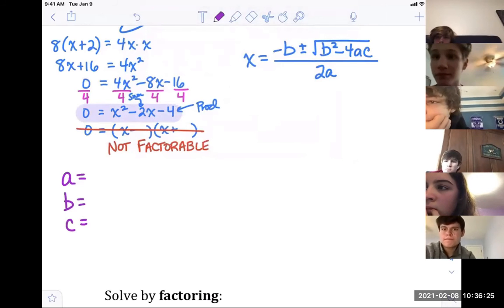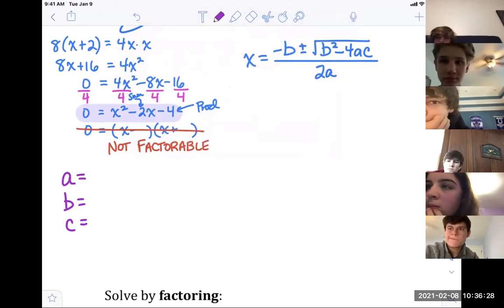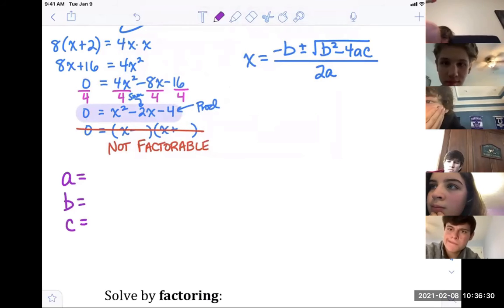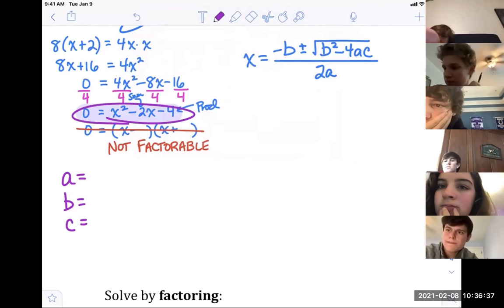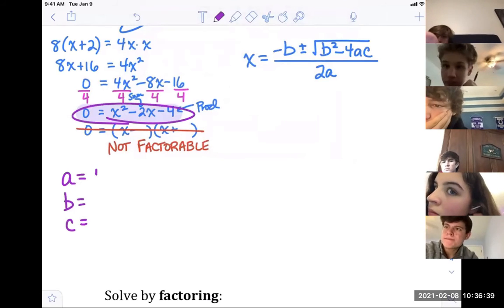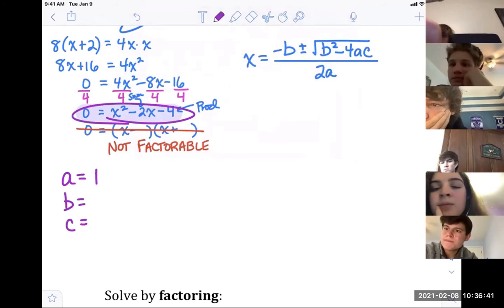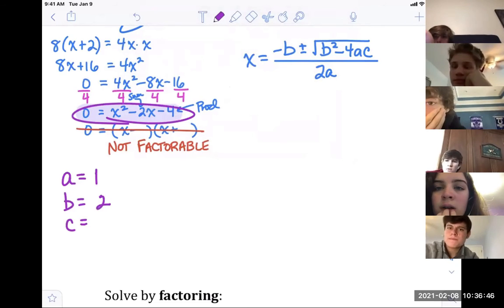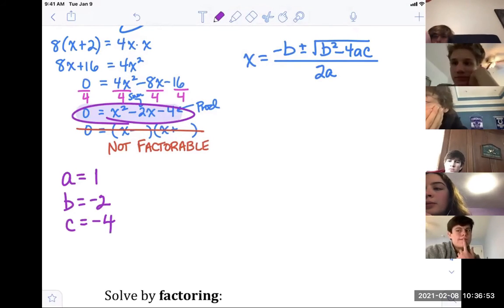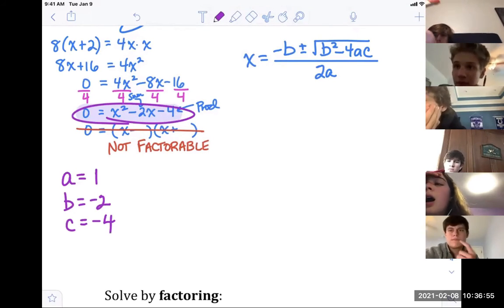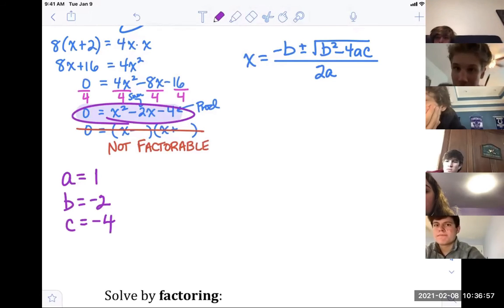A would be 4. It's going to go in. Oh, look at the simplified form of it. Oh, sorry. A would be 1. B would be 2, or negative 2, and then C would be negative 4. Good. Okay, so if there's no number in front of the variable, it's understood to be a 1. Make sure you take the signs along with the values.